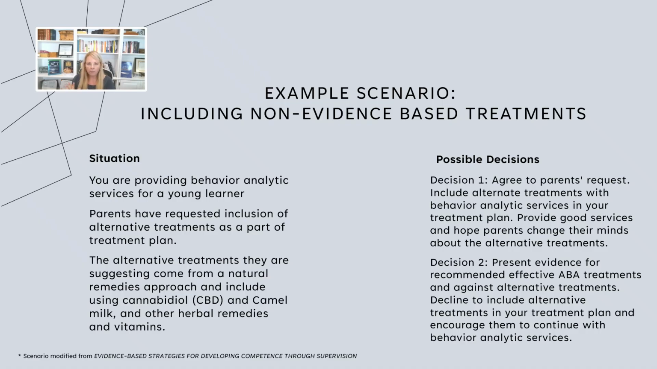So you've got a couple of possible decisions or possible options here. Decision 1, you could agree to the parents' request. Include the alternative treatments with your behavior analytic services in your treatment plan. Provide good services and hope the parents change their mind about the alternative treatments. Decision 2, present evidence for the recommended effective ABA treatments and against alternative treatments. Decline to include alternative treatments in your treatment plan and encourage them to continue with behavior analytic services.